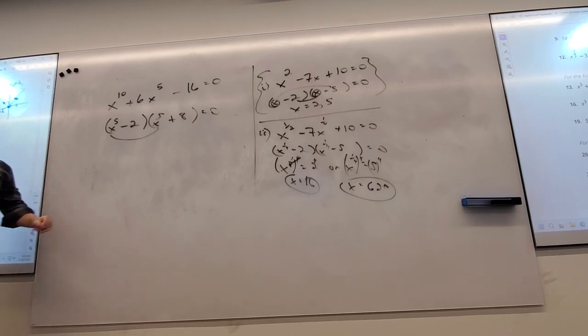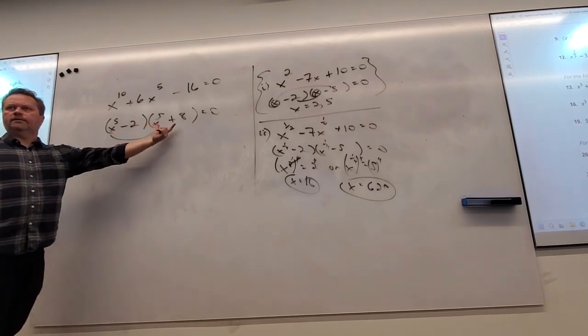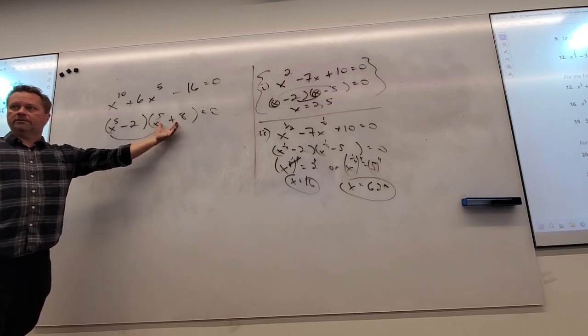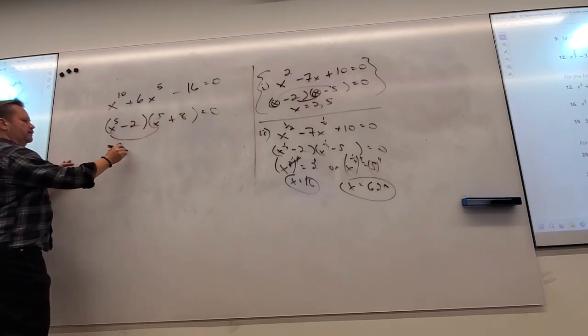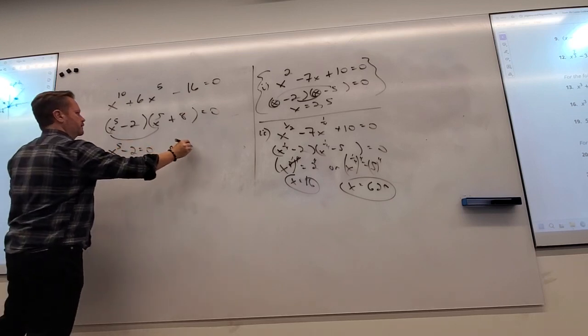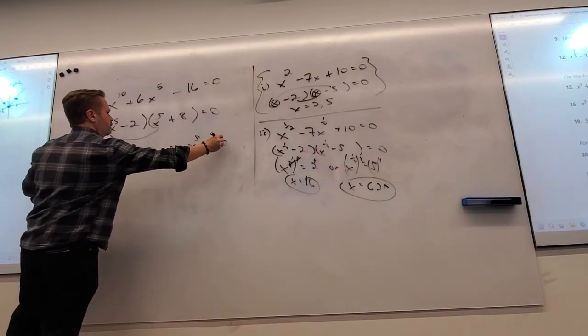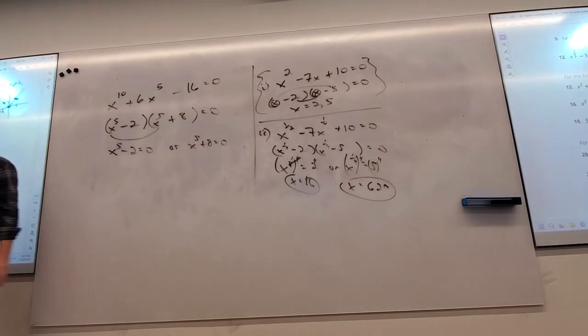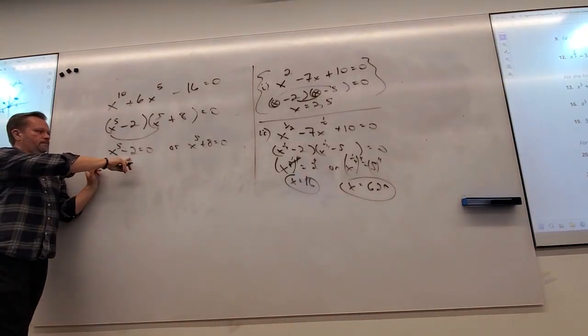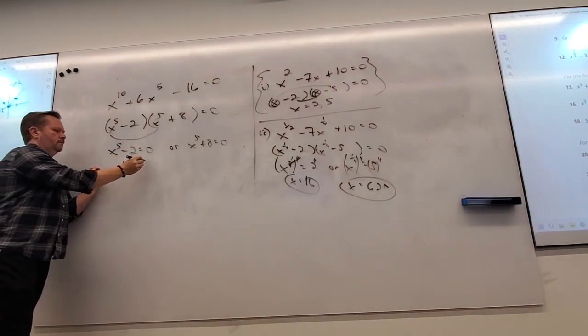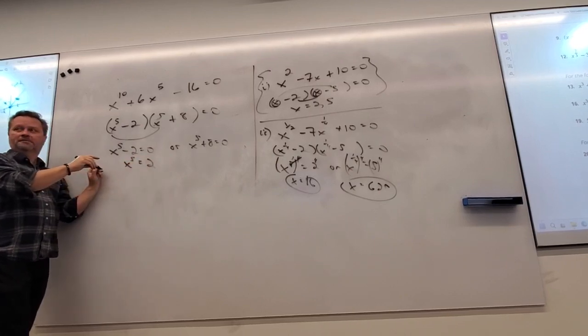What's the next step? What do I do? I got 2 numbers here, yes? At least one of them's got to be 0. So either this guy's 0 or this guy's 0. So now just start to solve. How do I solve this? Add 2. And then? 5th root.